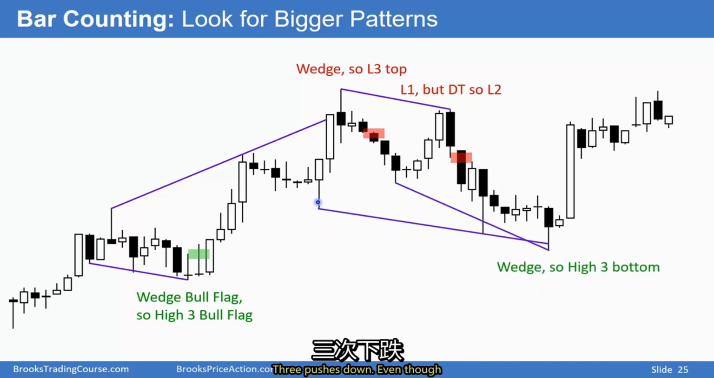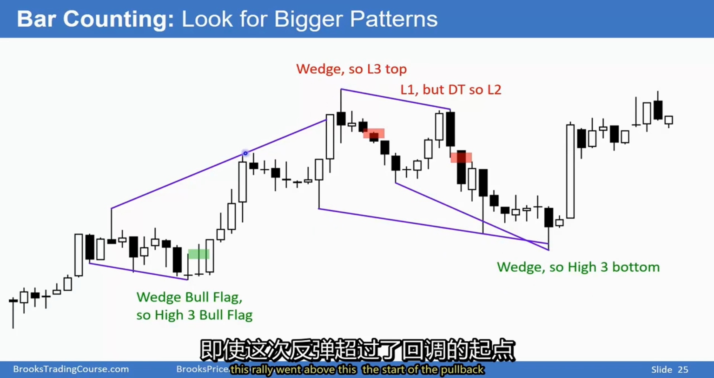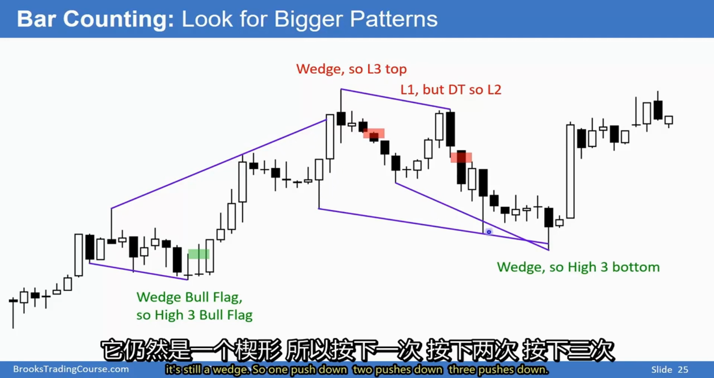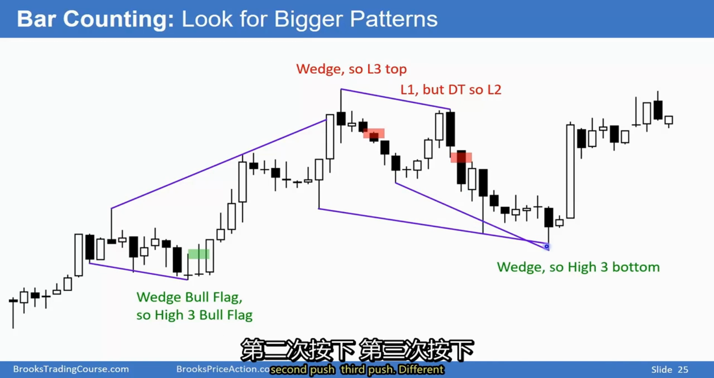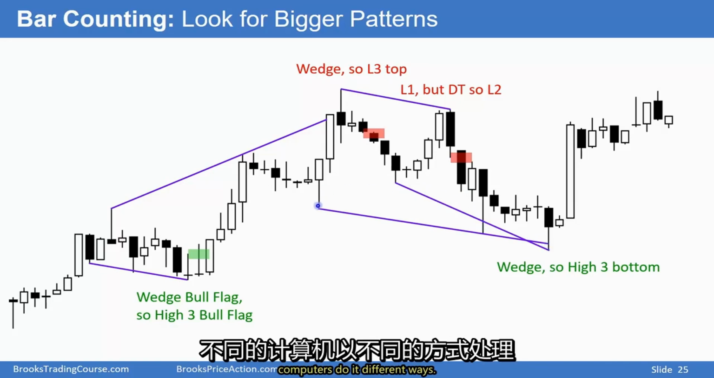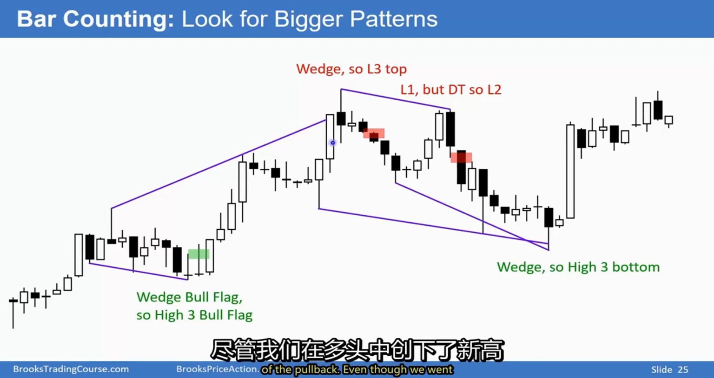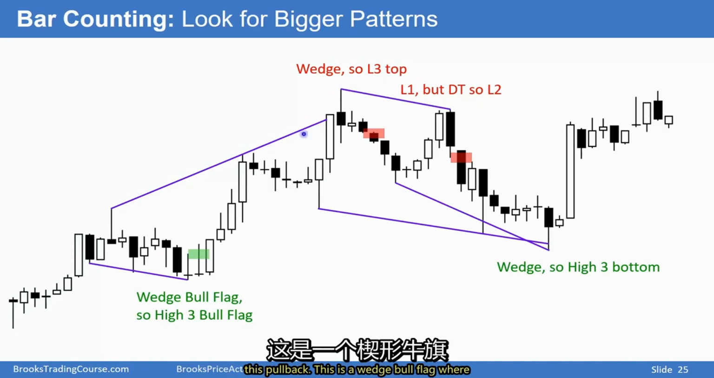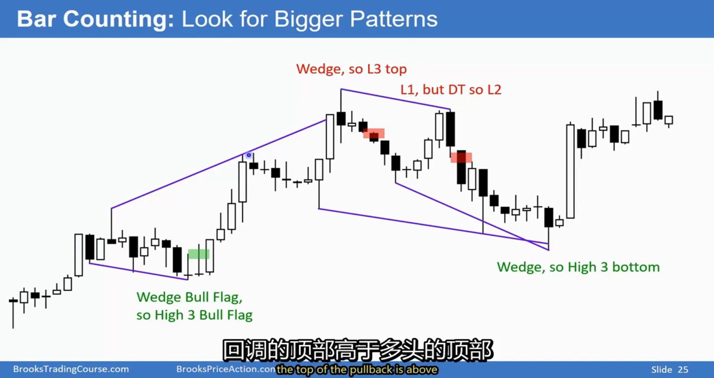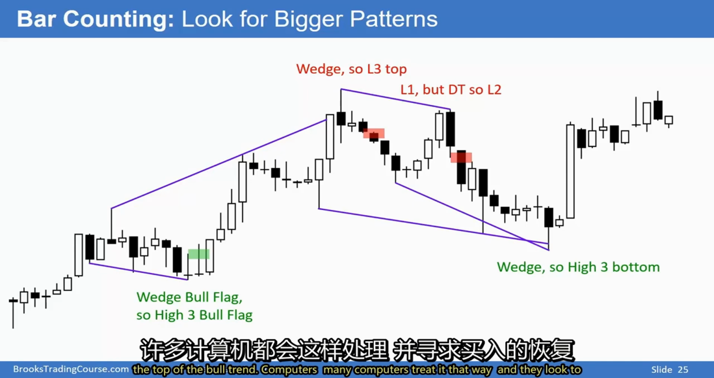3 pushes down. Even though this rally went above this, the start of the pullback, it's still a wedge. So 1 push down, 2 pushes down, 3 pushes down. Or other computers will say, hey, this is the first push down. We have a lower high here, and second push, third push. Different computers do it different ways. I would say that this is part of the pullback. Even though we went to a new high in the bull trend, I think this is part of this pullback. So it's a wedge bull flag where the top of the pullback is above the top of the bull trend. Many computers treat it that way, and they look to buy a resumption up.